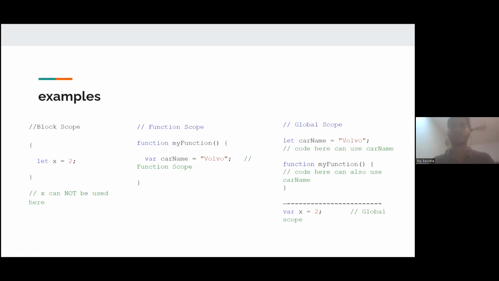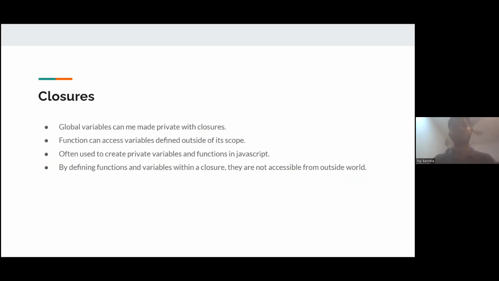That is let carName equals Volvo. Then we have my function. We can write the code here, and also we can manipulate this value carName. I can assign any other value to it, like carName equals Mercedes or Audi, etc. So these are basic examples of how the syntax of a function is written, and how variables are defined in various scopes.